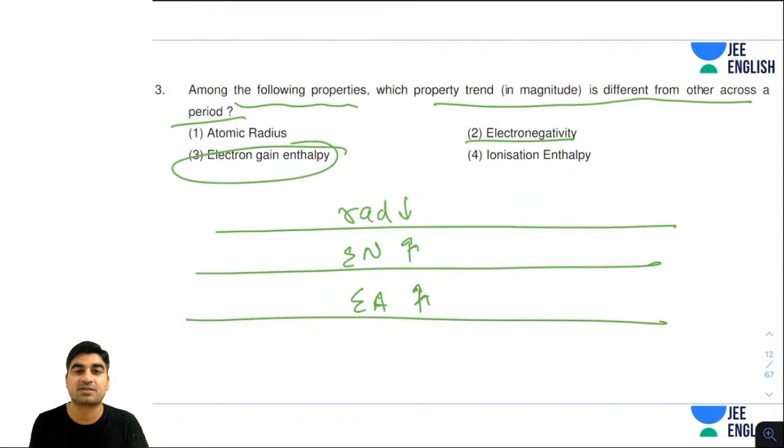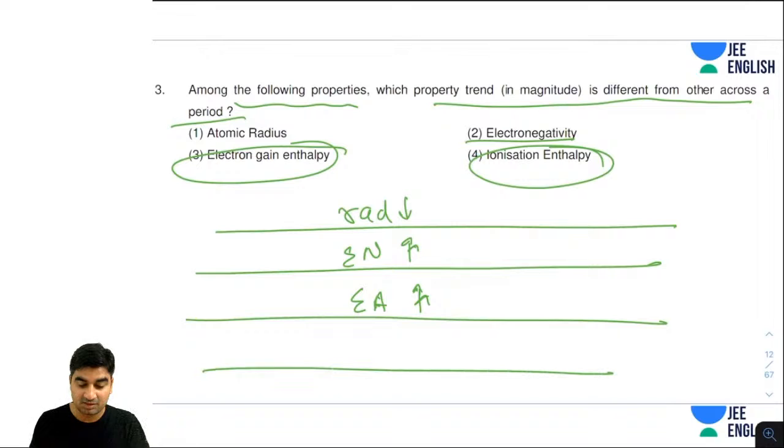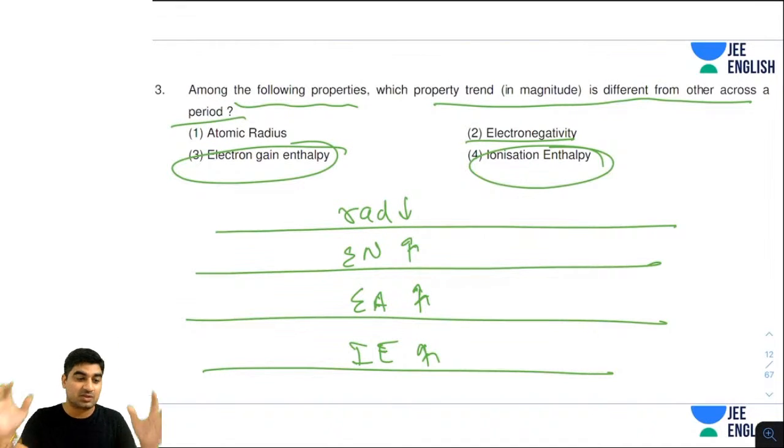Again, it will increase. And what about ionization energy? It will increase. So guys, tell me what will be the answer. Because ionization energy increases. Why will it increase? Because when we are moving left to right, your size is decreasing, right?